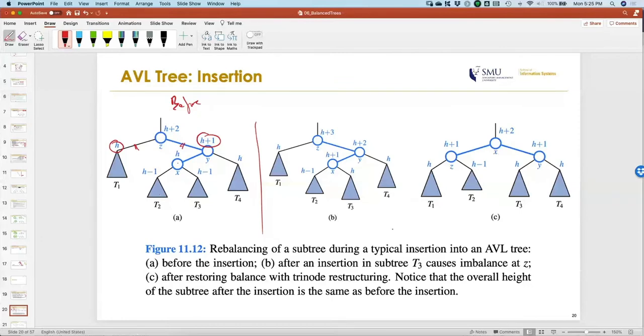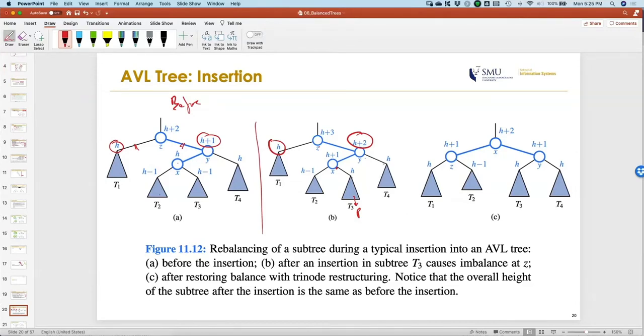Now, then we add something to the subtree at T3. So we add something there. And when we add something there, we're increasing the height of all its ancestors. So let's say P comes in here. So P increases the height of T3 from H minus 1 to H, which will in turn increase the height of X, which will increase the height of Y, which will increase the height of Z, right? So now at this point in time, we have H plus 2 here and H. Now they are different by 2. So right now we call it imbalanced.